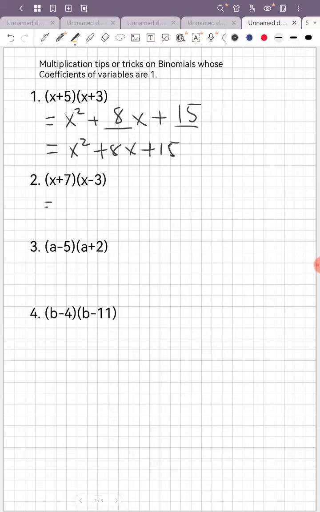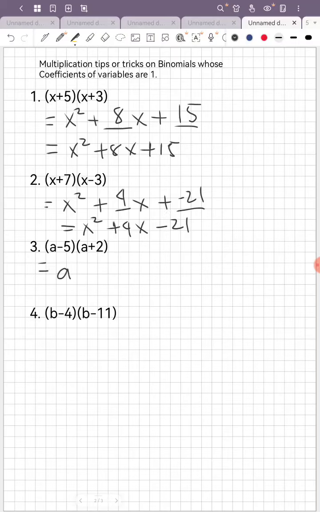Number 2, we just write x squared plus blank x plus blank. 7 plus negative 3 is positive 4. 7 times negative 3 is negative 21. It should be x squared plus 4x minus 21 because positive times negative is negative.